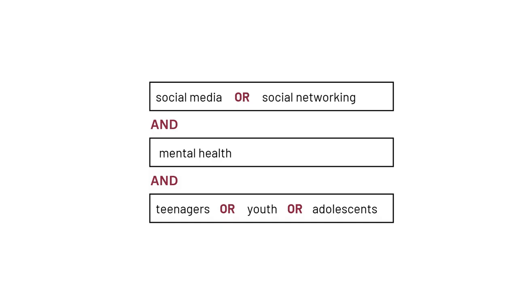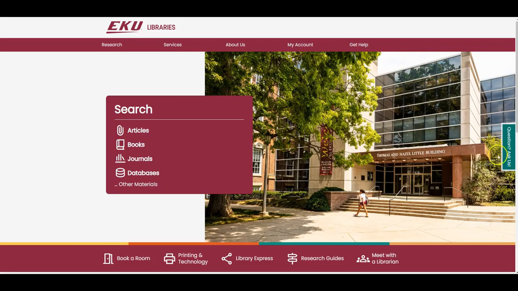Remember, we had a research question about how social media impacted the mental health of teenagers. This is our first search statement. Now we'll go to the EKU Library's homepage at library.eku.edu. We're going to start at the search box near the top of the main library homepage and select the link for databases.